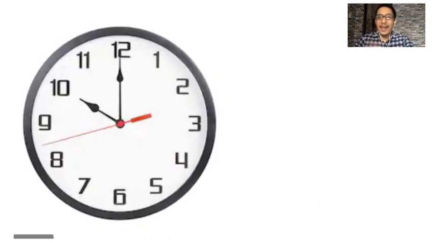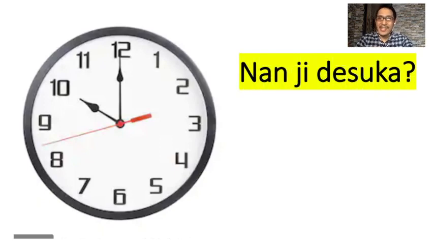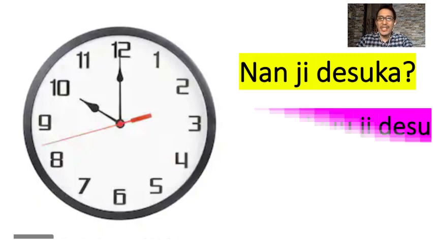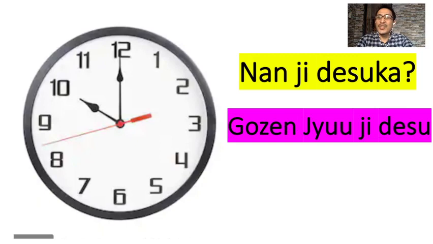So can you tell me what time is it? Nanji desu ka? So ji is time. So nan is what? What time do you think it is? Using our knowledge about numbers. Okay? So to answer this, we say gozen juji desu. Okay? So gozen means morning. So juji, it's like 10 a.m. So gozen juji desu. So ju means 10. Ji means hour or time. Okay, juji desu. So that's 10 sharp.